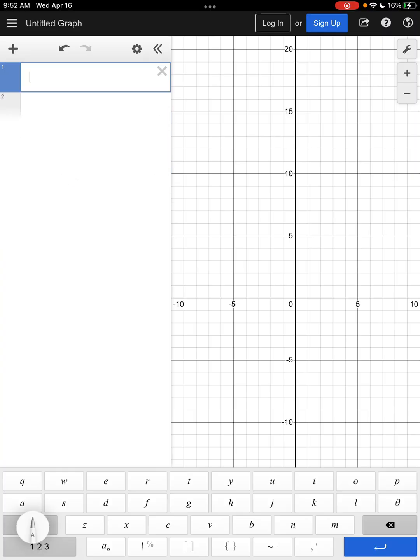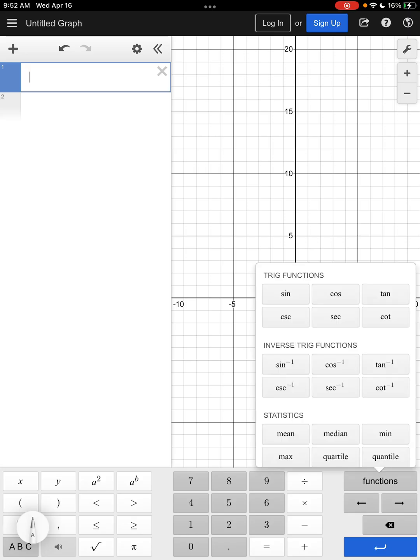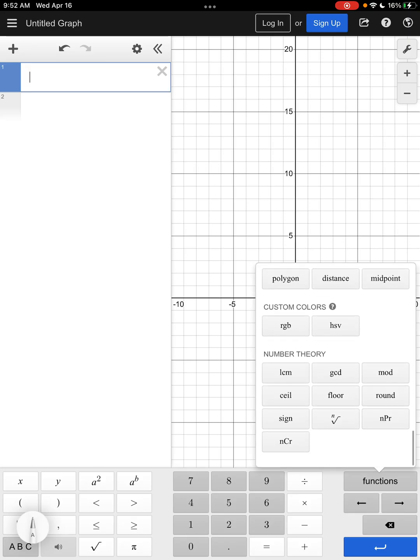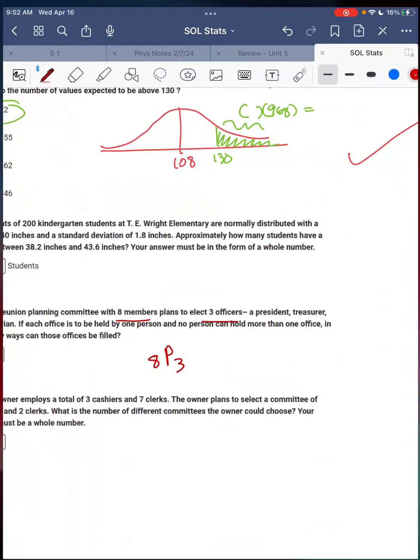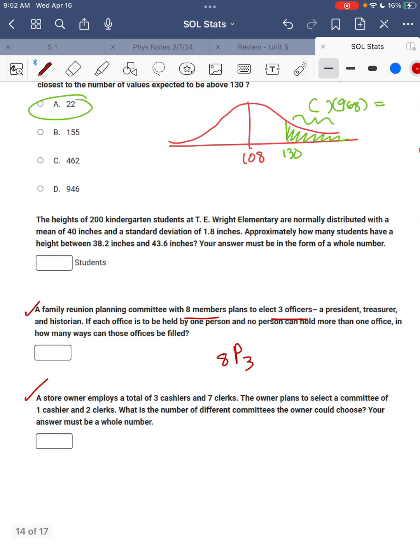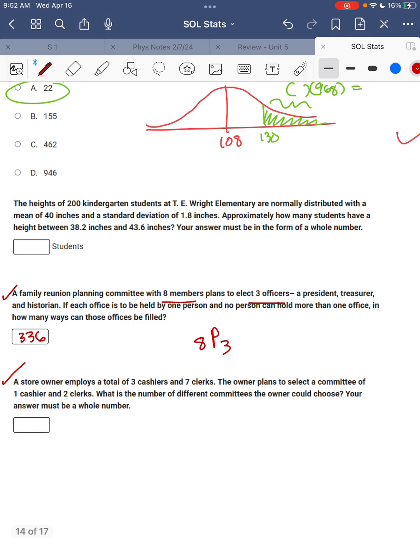So remember, you want your functions down to the bottom. There's your permutations. You want 8, 3. So there's 336 ways to do that. It's usually a lot more than you think. So 336.